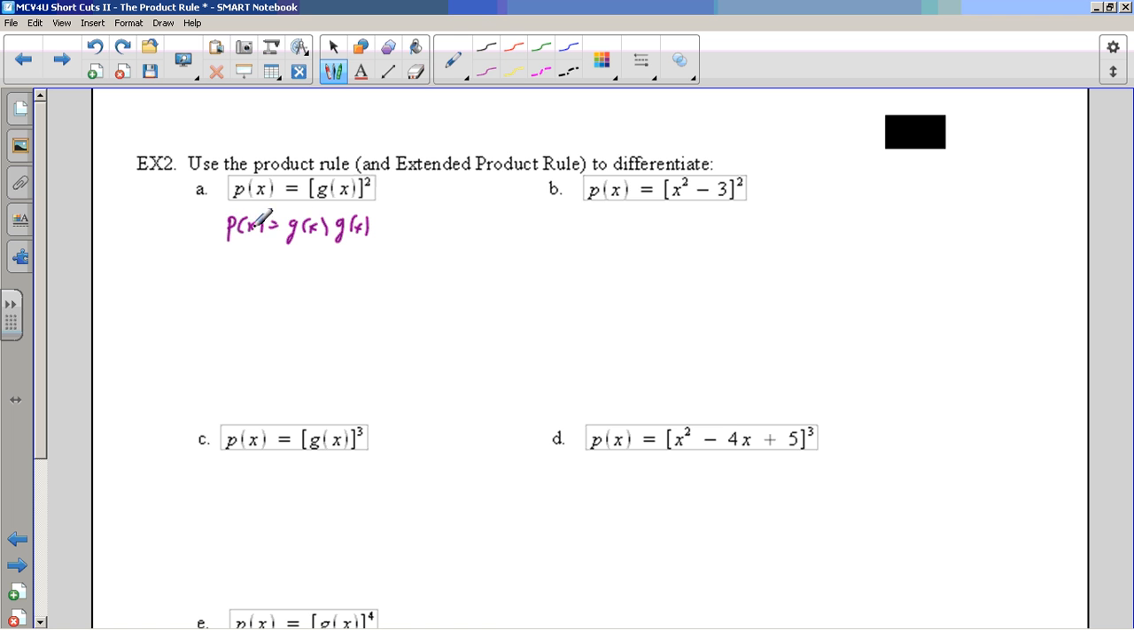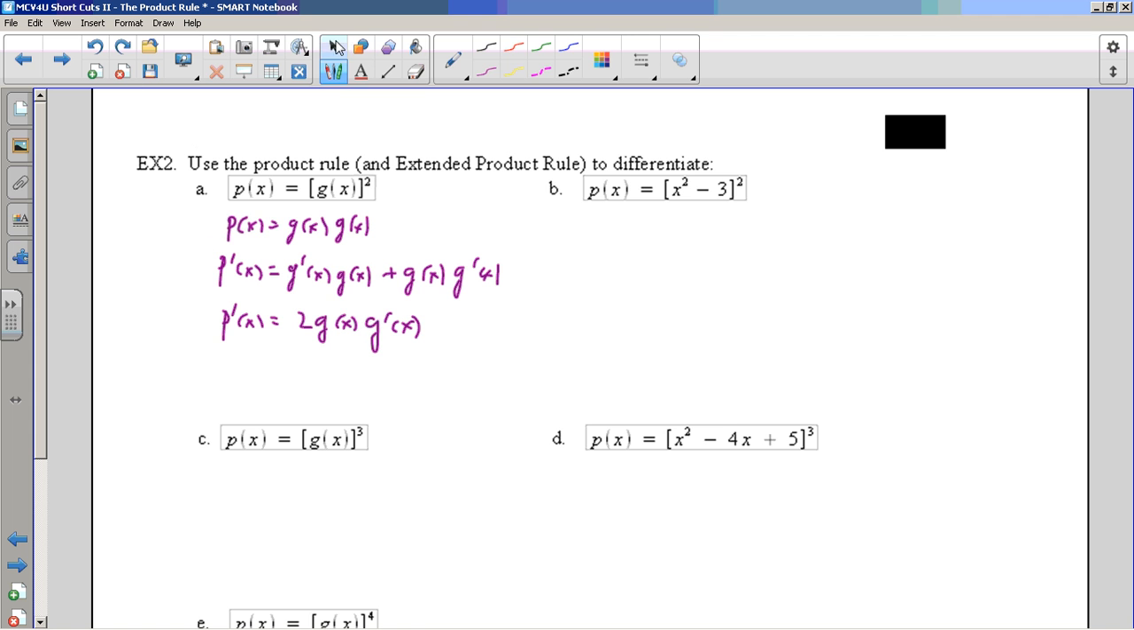So if I write p at x as g at x times g at x, then it's familiar because how do I take the derivative of that? Take the derivative of the first thing, write down the second thing. Plus write down the first thing, derivative of the second thing. Well, these are the same expression. So I got two of those same expressions. I have 2 g at x, g prime at x.